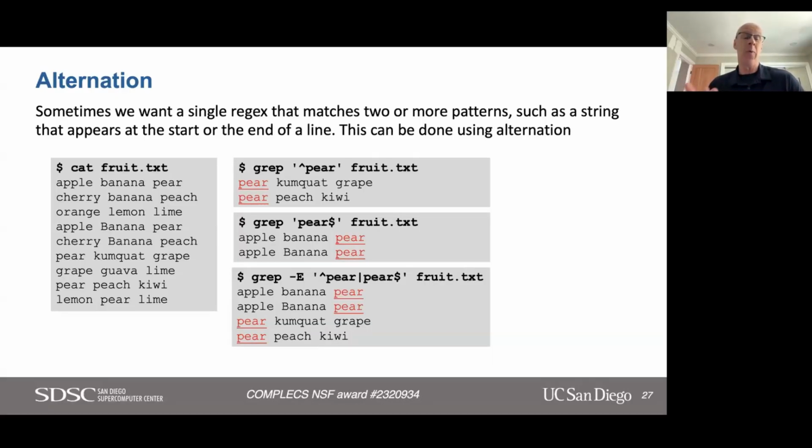So the first 2 examples we've seen already, caret pair for the start, pair dollar for the end. But if we do caret pair, vertical bar, pair dollar, now we're going to get matches where pair is either at the start or at the end of the string. And again, you've seen a few other examples of alternation along the way.